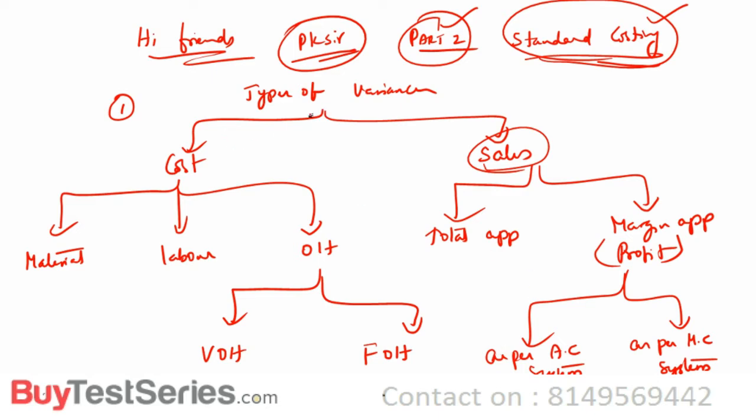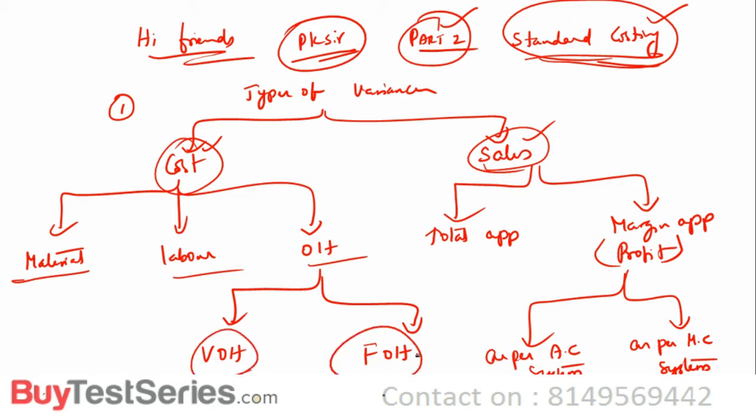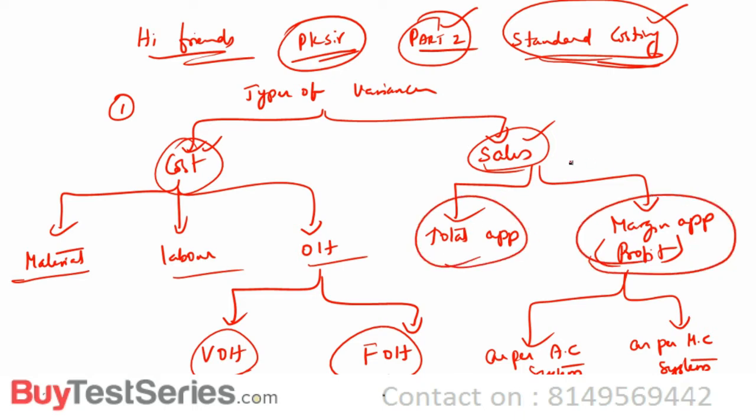So there are two types of variances: cost and sales. In cost, you have three types of variances: material, labor, and overheads. Overheads will be further classified into two, variable overheads and fixed overheads. Coming to sales, it's again classified into two: total approach, and margin or profit approach. Margin or profit approach will be further classified into two: as per absorption costing system and as per marginal costing system.